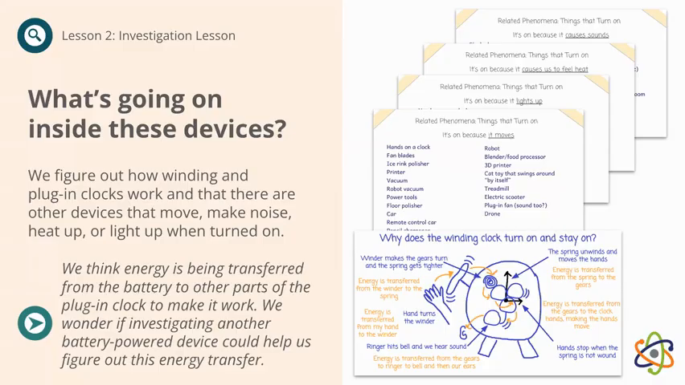We dissect a plug-in clock as a class, unplugged, of course, and notice there's a lot of parts that are all connected by wires. We then wonder if there's wires inside the winding clock too. So we look inside a transparent winding clock and see that it's very different. But unlike the plug-in clock, we can see what's happening to make everything move. So we create a model of our winding clock.